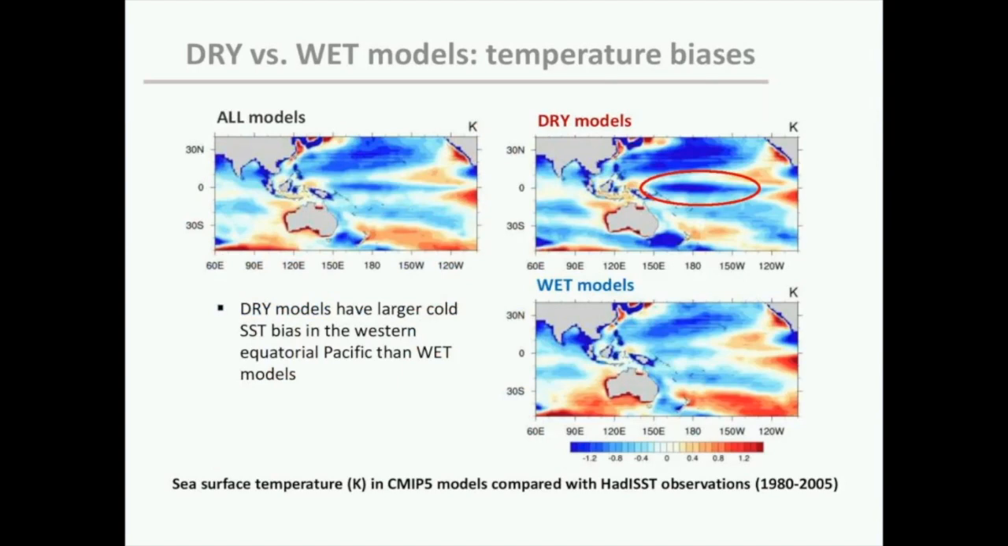Another issue, I guess, is to consider the mean state of the models. For the models that have that drying over Northern Australia, we look here at the difference between the model climatology and the HadISST observations. They tend to have too cold SSTs in the equatorial Pacific, and particularly in the west here, whereas the wet models don't have such a large bias or error in that equatorial Pacific region.